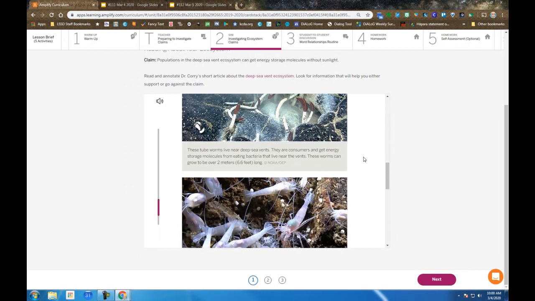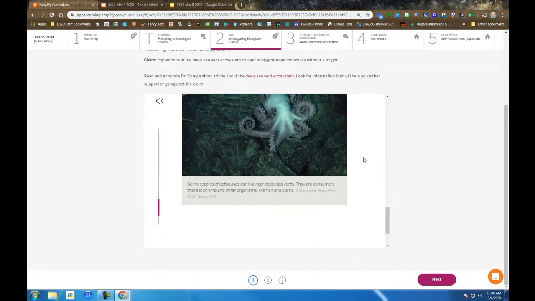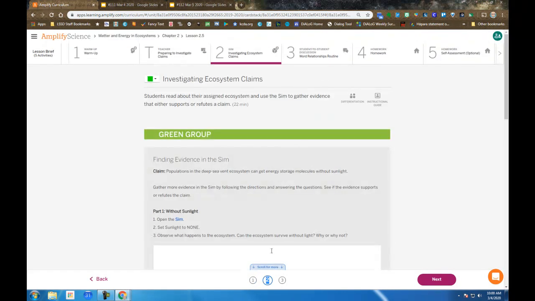It introduced you to tube worms and shrimp and octopuses that live near the sea vent. So pay close attention to those organisms and build a food chain, a food web in your head. In other words, what is eating what is eating what? How is the energy storage molecule moving from the chemosynthetic bacteria, which act as the producers, to the tube worms and the shrimp, and then on to the octopus through the ecosystem?